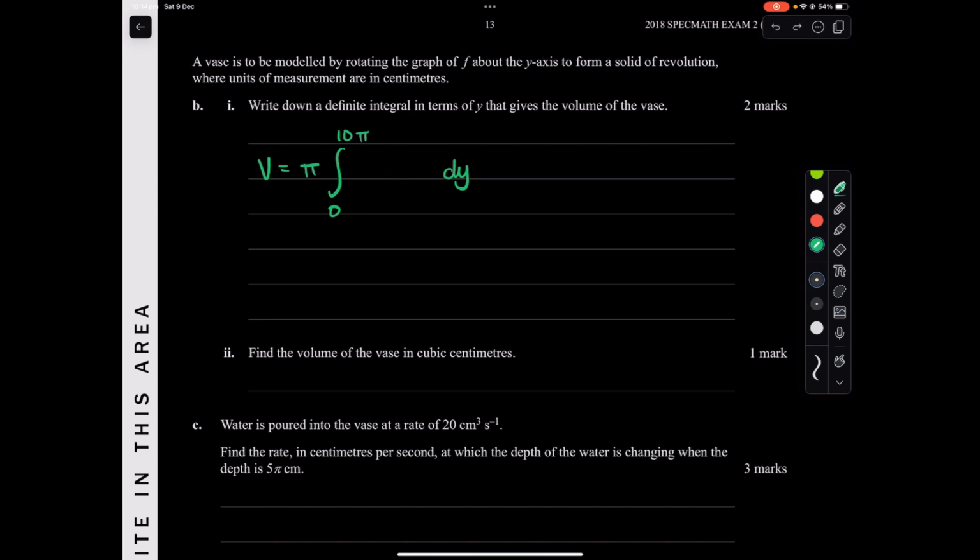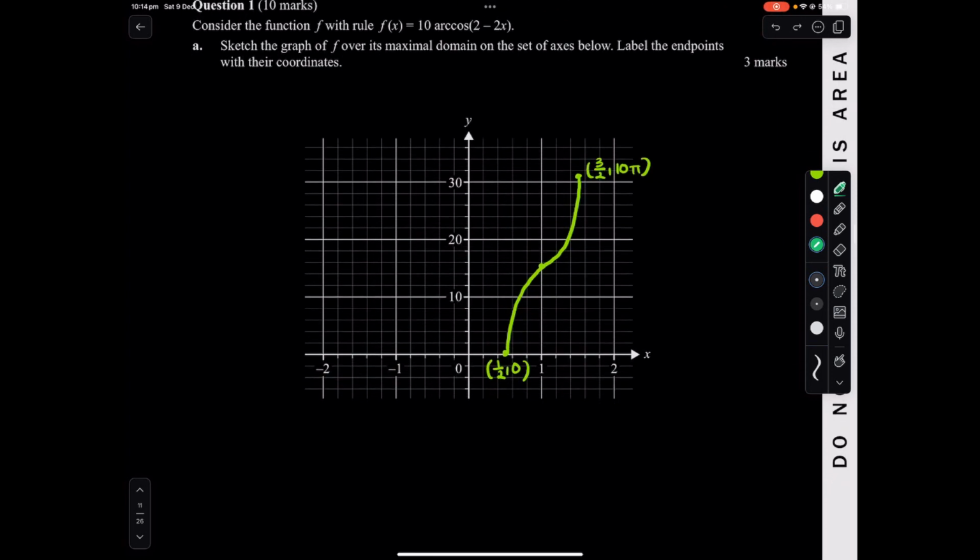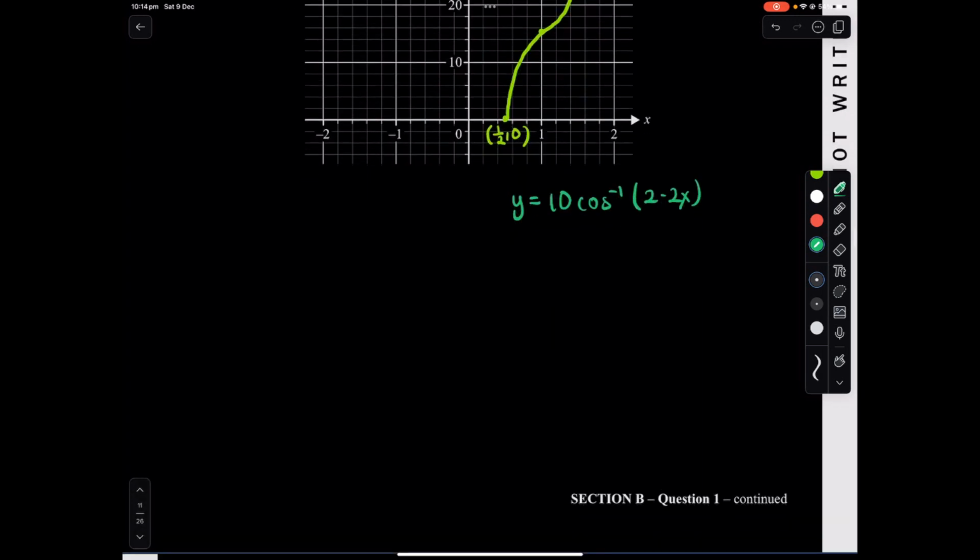Well, in our case, if we have f of x, we can say y equals 10 cos inverse of (2 minus 2x). We can just solve for x. So it'll be y over 10, cos, 2 minus 2x.